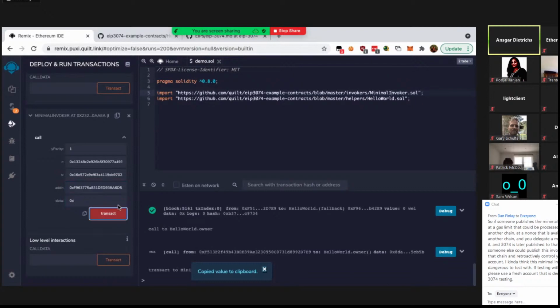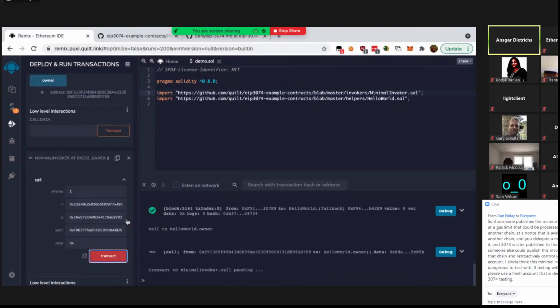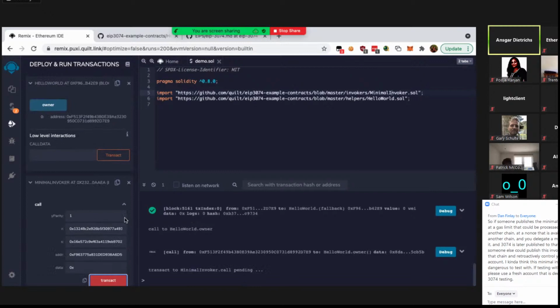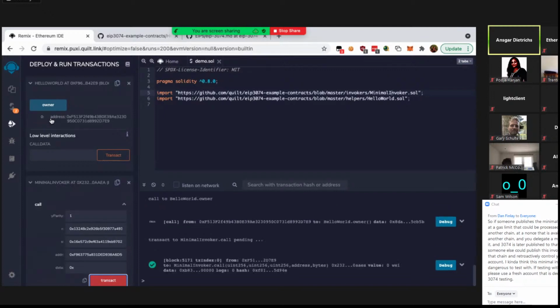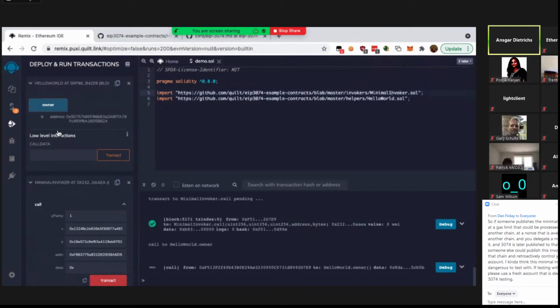And as a quick aside, we also implemented support for 3074 in the debugger. So if you want to look at what happened in detail, you can open the debugger, and then you can step through execution. Let me scroll through to the interesting bit.